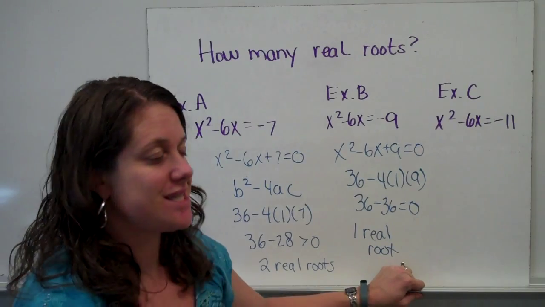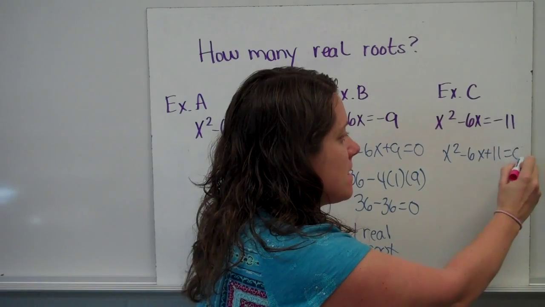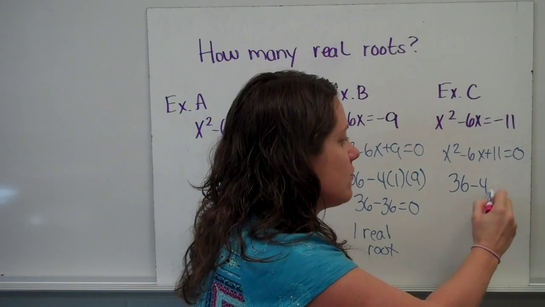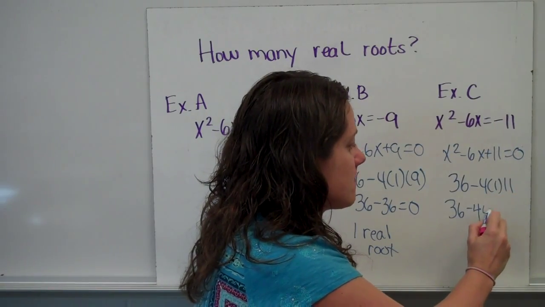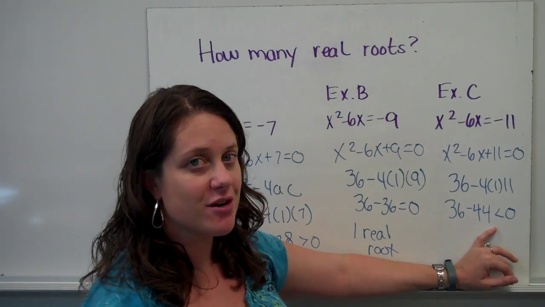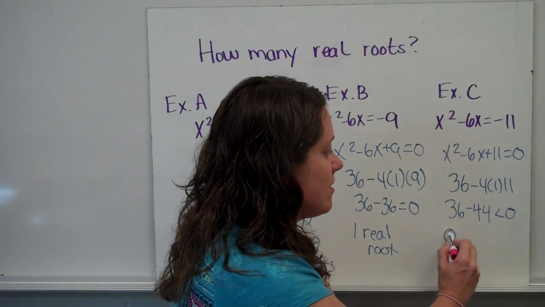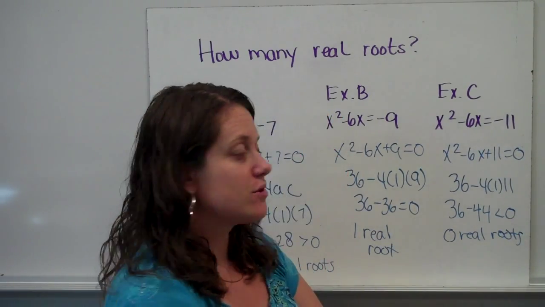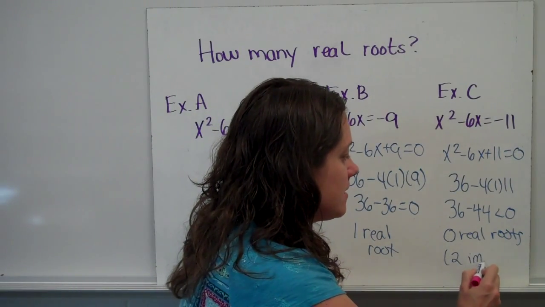Last but not least, put it in standard form. All right, b squared minus 4ac, so 36 minus 4. And that's going to be a negative number. So if I have a negative number under a square root symbol, that then turns imaginary. So this is going to be 0 real roots, which remember that 0 real roots is going to be 2 imaginary roots.